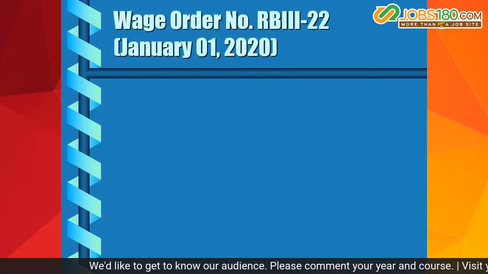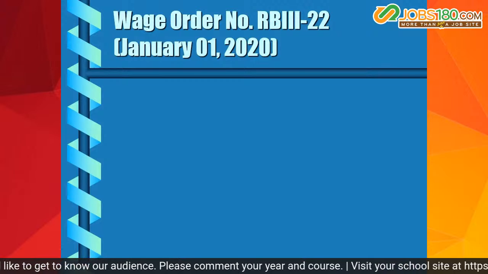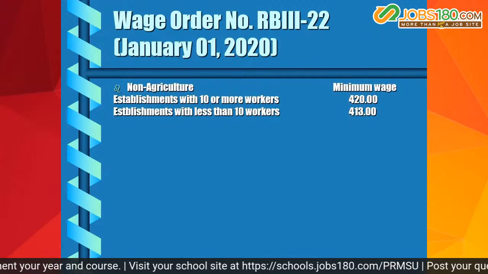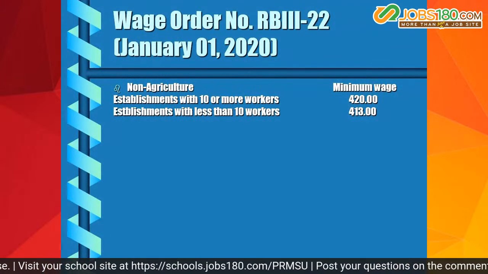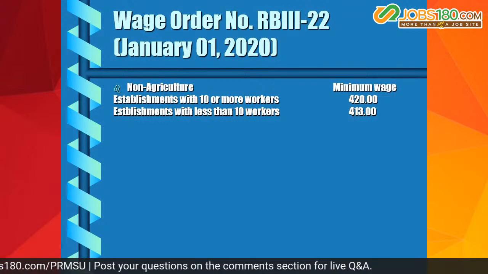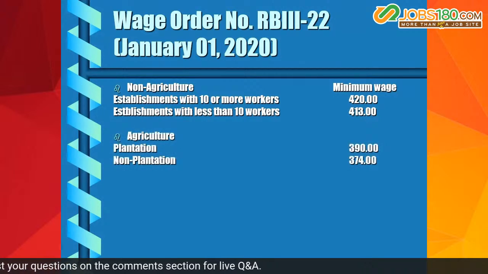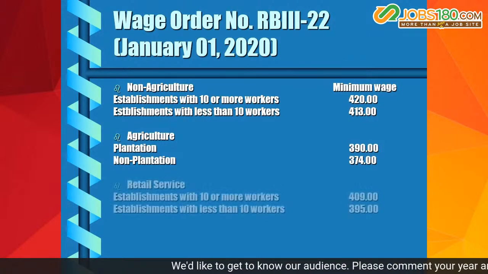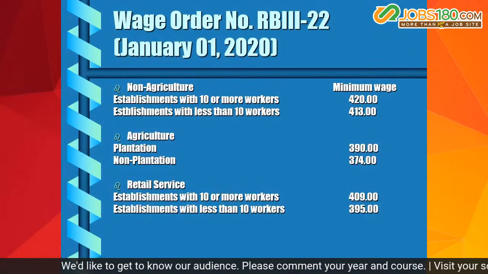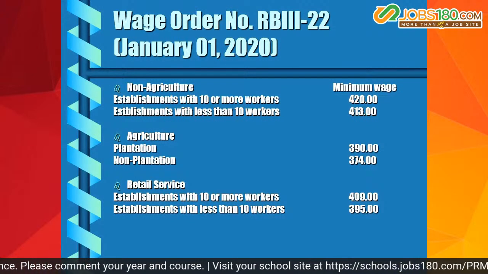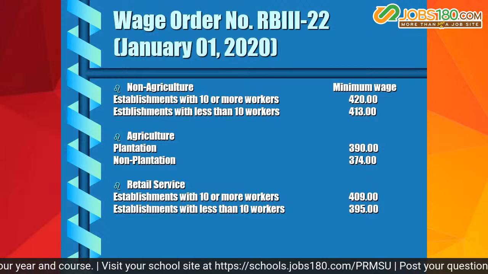We now move on to the minimum wage. This is the latest minimum wage effective January 1, 2020. Under non-agriculture, establishments with 10 or more workers, 420. Establishments with less than 10 workers, 413. Under agriculture, plantation, 390. Non-plantation, 374. Under retail service, establishments with 10 or more workers, 409. Establishments with less than 10 workers, 395.